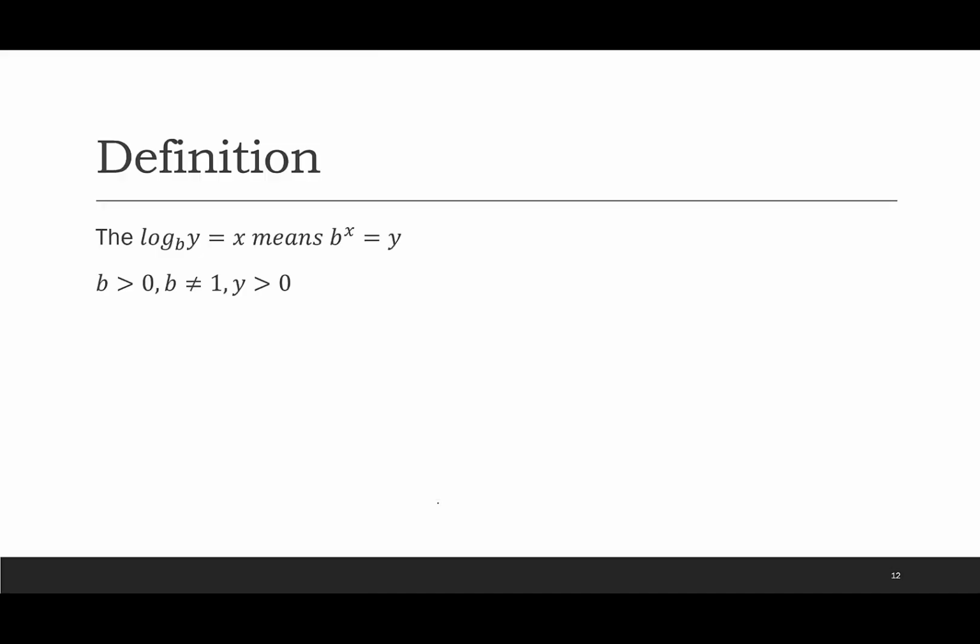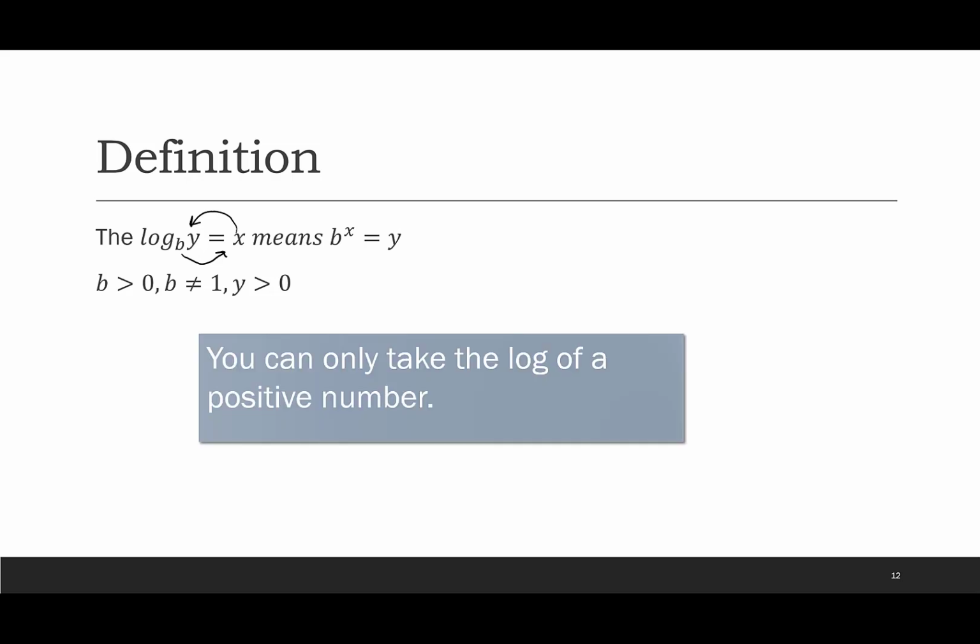So let me remind you of the definition of a log. The log base b of y equals x means that b to the x equals y. I kind of think of it as this circular, b to the power x is equal to y. That helps me out. A couple things we have to say about b: b is greater than 0 and not equal to 1. Well, that was the same thing we said when we did exponential functions. We also need to watch that y has to be greater than 0. This says you can only take the log of a positive number.